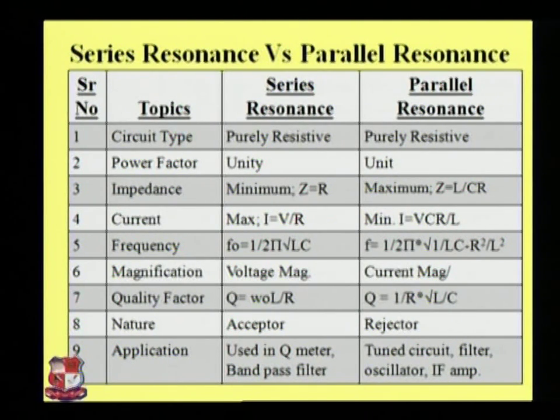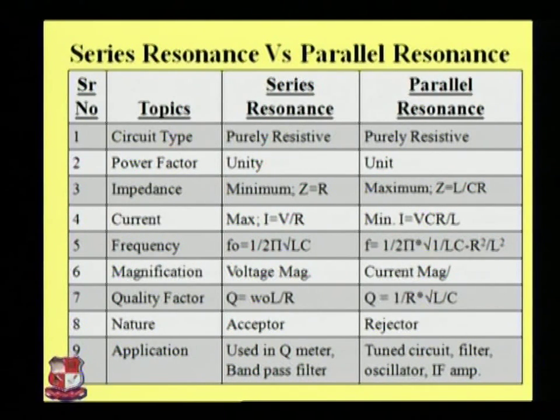And for the parallel resonance circuit, the frequency becomes f equals 1 by 2 pi into under root of (1 by LC minus R square by L square). This is the typical frequency for the parallel resonance circuit, because you are connecting the L and C in series, and that series connection is in parallel with the resistor.